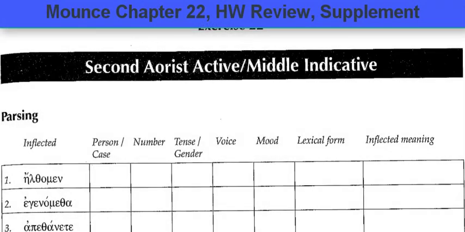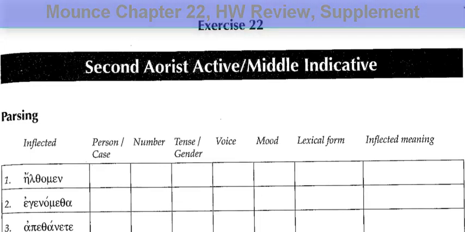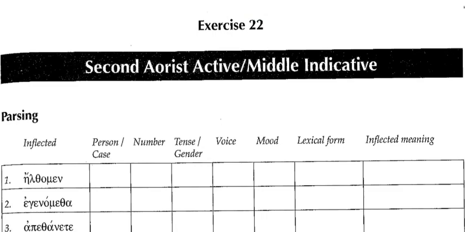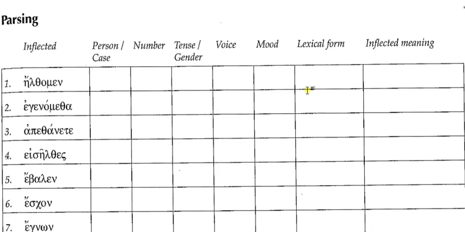So we're going to do the homework here for chapter 22. Grab your homework out and let's see what questions you have. We've got some parsing here. Remember, we're dealing with second aorist, active and middle forms. These have no tense formative, right? You're going to learn all about those aorist tense formatives for the first aorist in the next chapter, and then your training will be complete and you will be a Jedi. All right, any questions on the parsing?